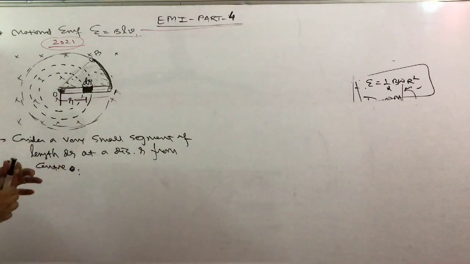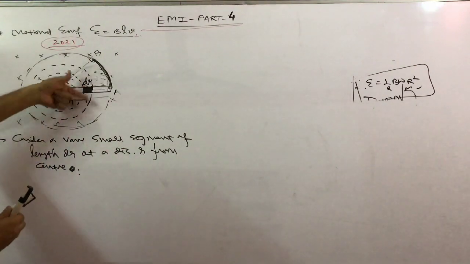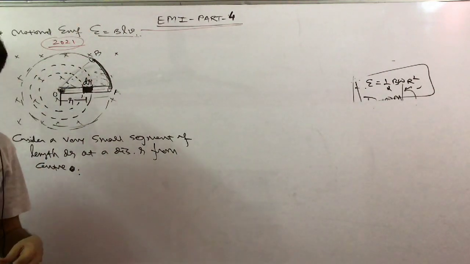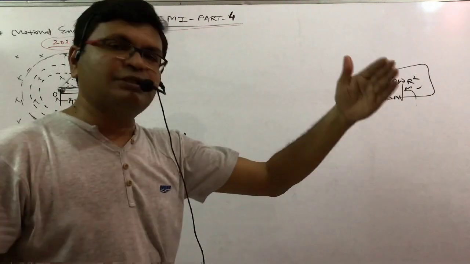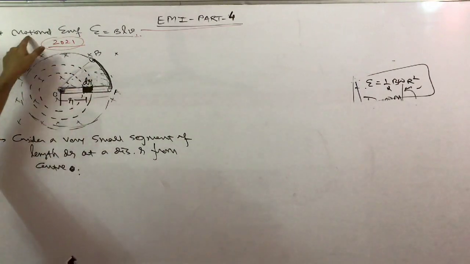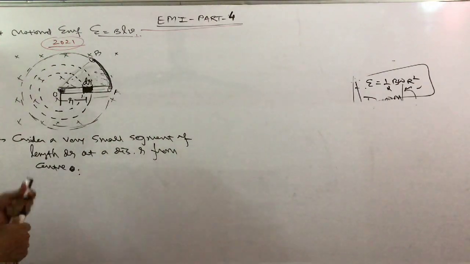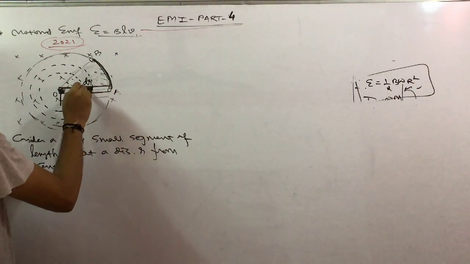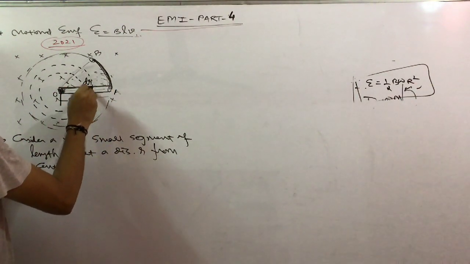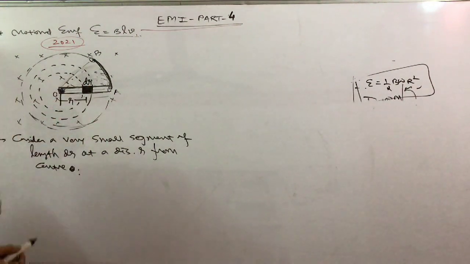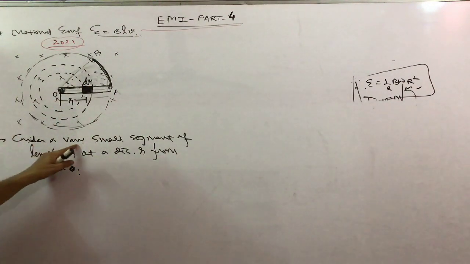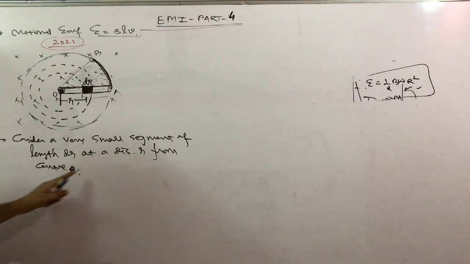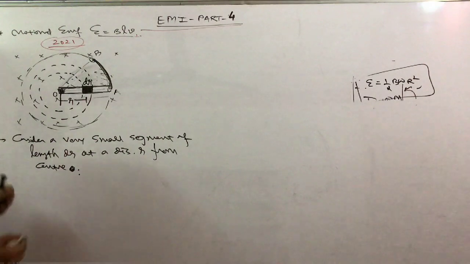This portion simply performs rotational motion inside the magnetic field. In short, this portion performs motion, and you know that very well: any conducting material performing motion inside the magnetic field has an induced motional EMF. So, without thinking about the entire rod, at present we are thinking about only this small portion dr. So, first of all, consider a very small segment of length dr at a distance small r from the center O. You can see. Okay, next.